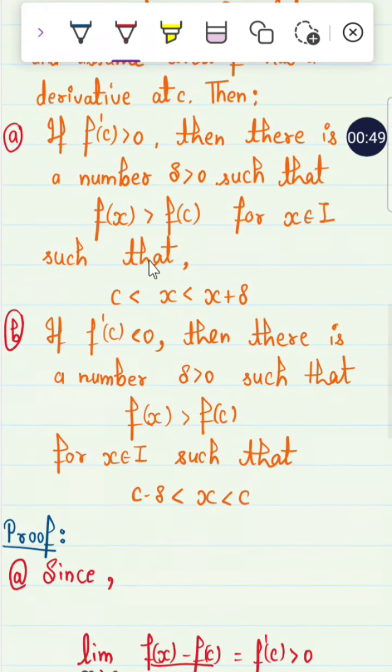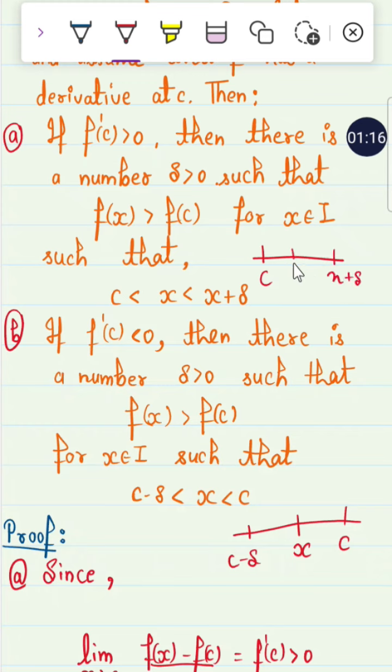Now if f'(c) is less than 0, then there is a number delta which is greater than 0 such that f(x) is greater than f(c) for x in between c minus delta and c. That means that x is in between c minus delta and c, and this one is x in between c and c plus delta, right? And there is also c plus delta, right?